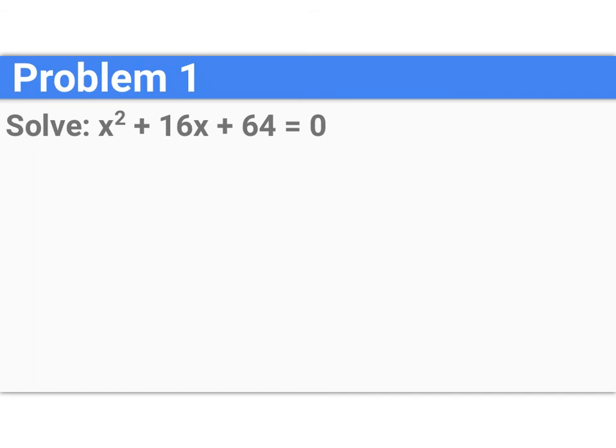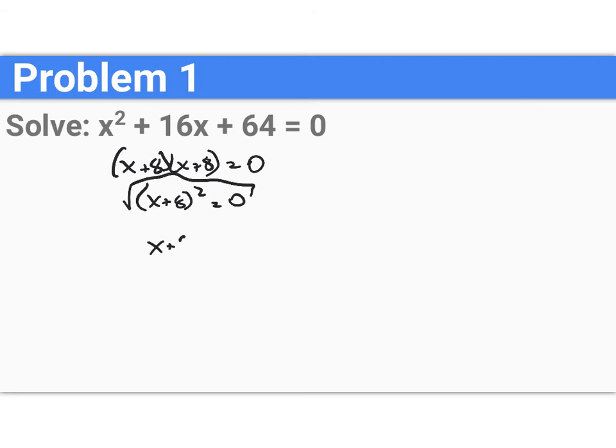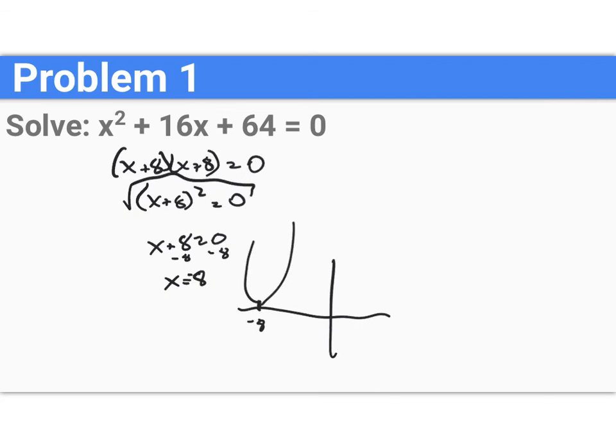Okay, this is a perfect square trinomial with (x plus 8)(x plus 8), set it equal to 0. That's (x plus 8) quantity squared equals 0. If I take the square root of both sides, I get x plus 8 equal to 0. And then x equals negative 8, because I had to subtract 8 from both sides. And what does that mean? That means that the parabola sits at negative 8, and it only touches the x-axis in one spot.